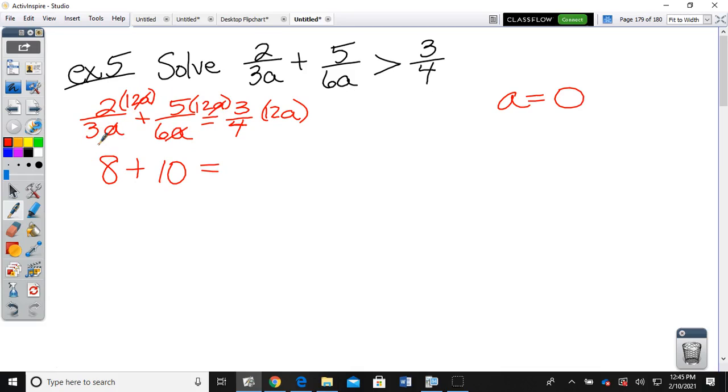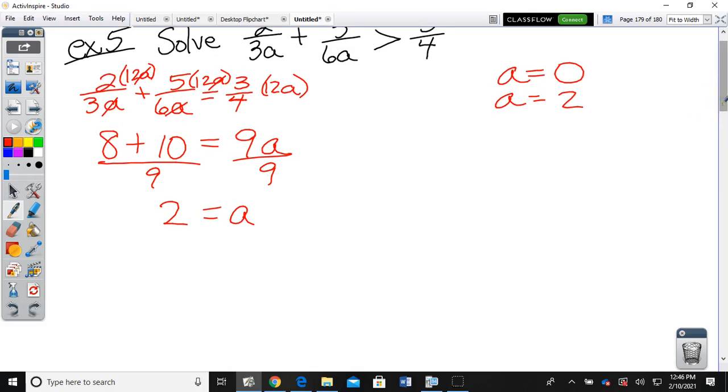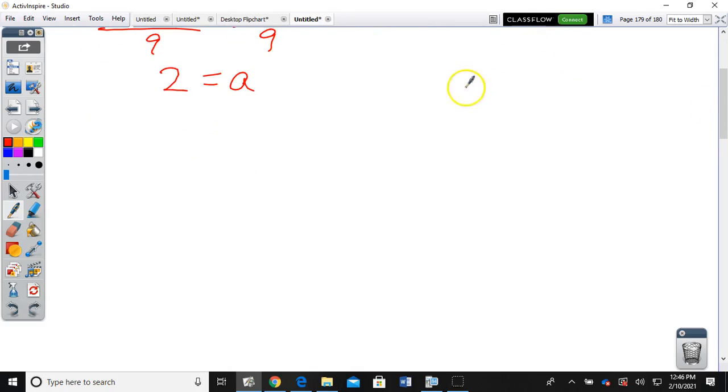What's 36a divided by 4? 9a. Okay? So how do I get the a by itself? Divide by 9. What is 18 divided by 9? 2. So on the last problem, we had 4 numbers. This one we only got what? 2. That means my math's going to be a lot quicker. Okay? So for my number line, I got to worry about 0 and 2.